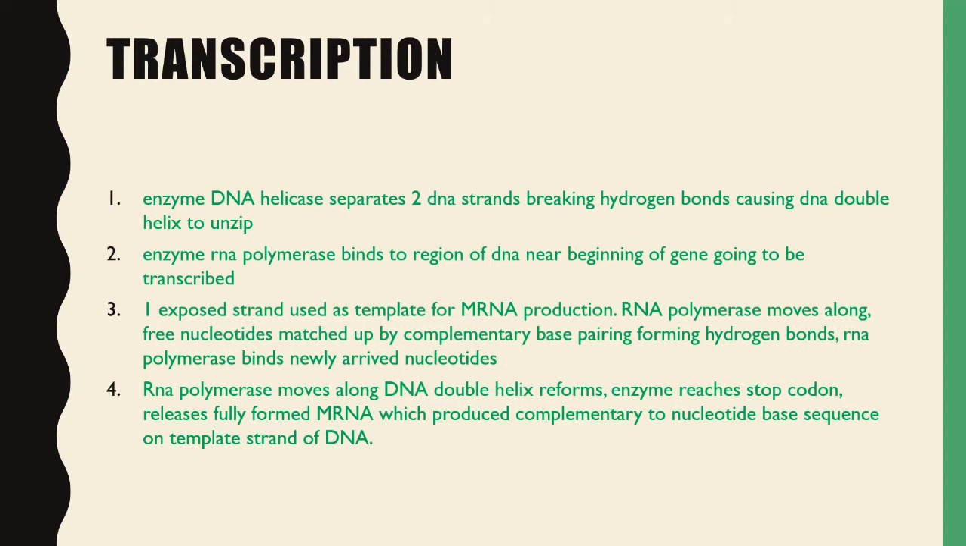As RNA polymerase moves along, the DNA double helix will reform, and the enzyme will eventually reach a stop codon in the genetic code, and it will stop. The RNA polymerase will stop, and therefore it will release a fully formed mRNA, which will be complementary to the nucleotide base sequence on the template strand of DNA. So you've unzipped, you've got two strands. RNA polymerase will move along one of the strands and bind nucleotides to it, and therefore that mRNA strand will be released.